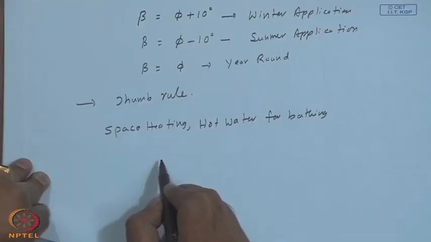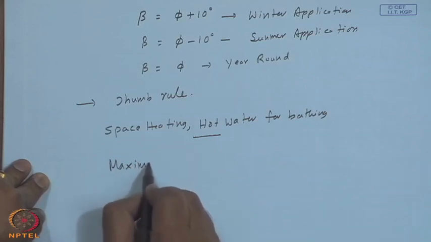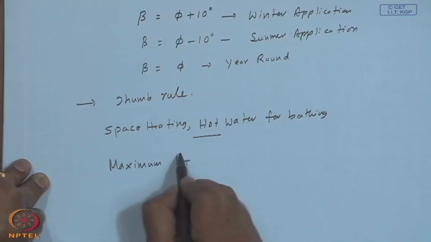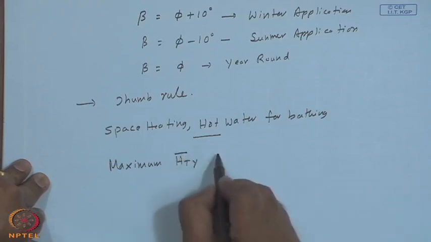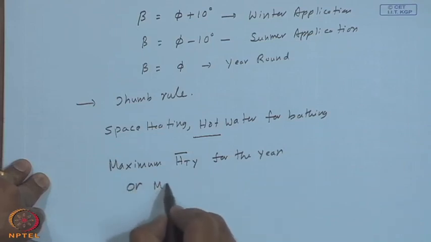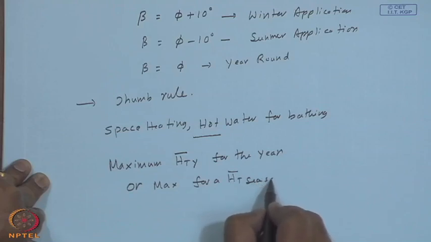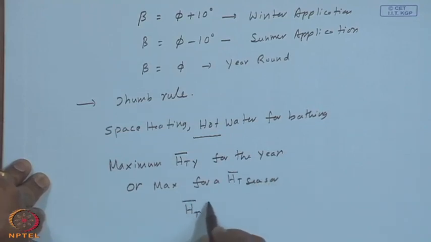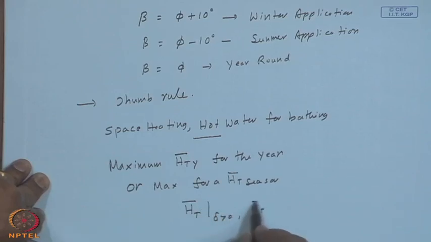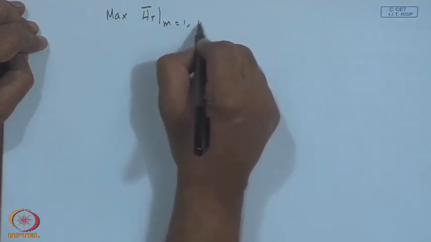So, we have to find out and rather define what exactly we mean by optimization. So, one way is maximum HT for the year, or max for a HT bar season. We can say for example, maximum HT bar for delta greater than 0 or HT bar for delta less than 0, or you may say that max HT bar for any month 1 to 12.